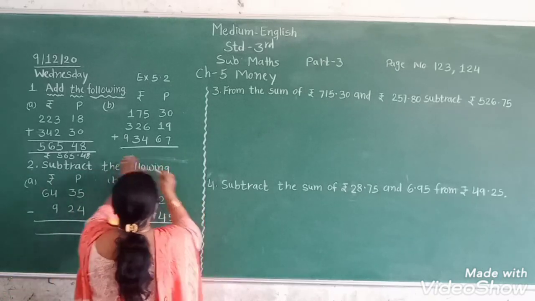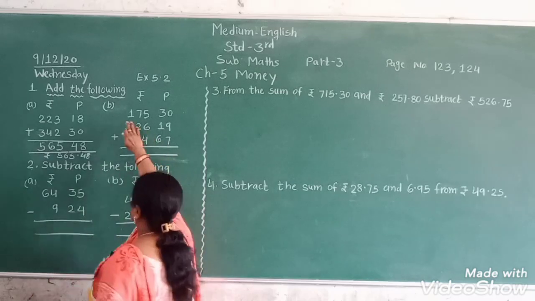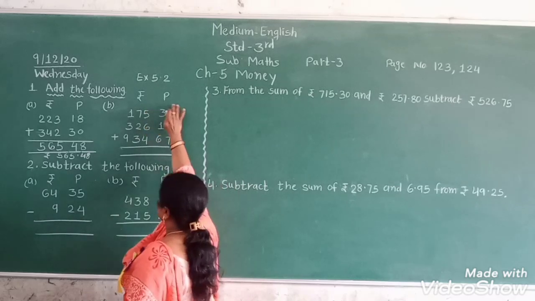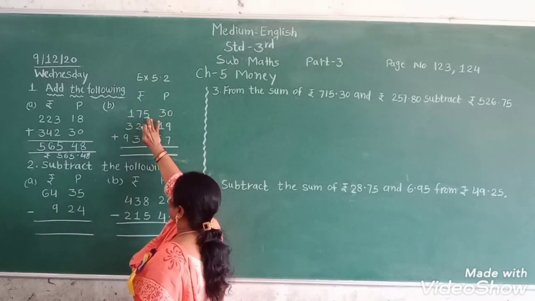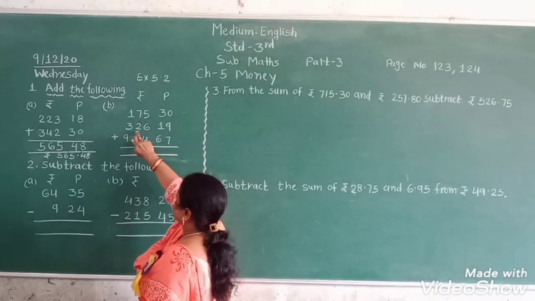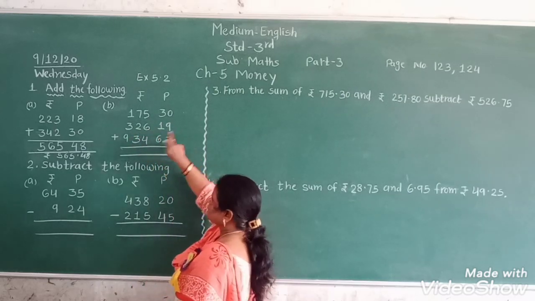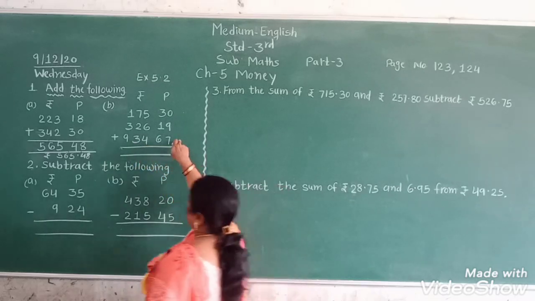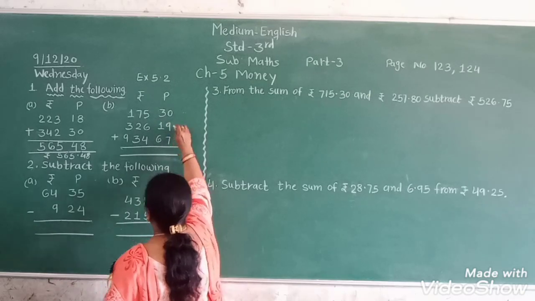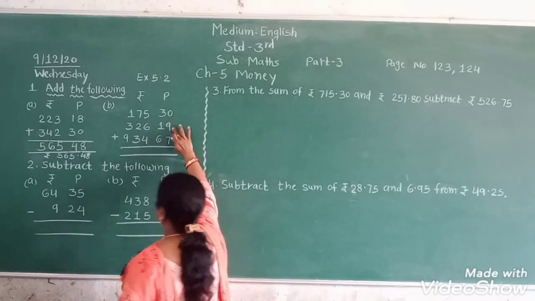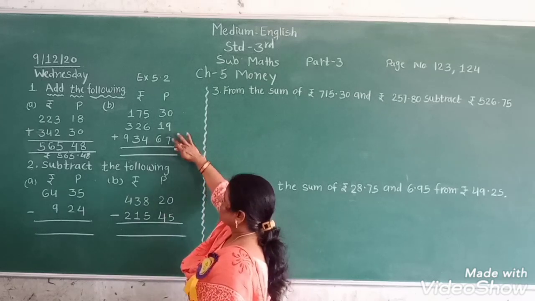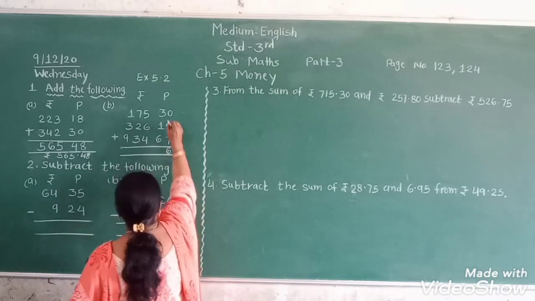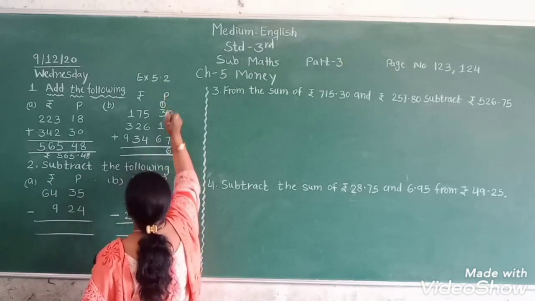Now, second sum, B. Here are 3 rows. First, rupees and paise column. 175 rupees 30 paise, 326 rupees 19 paise, 934 rupees 67 paise. So, now we get 0, 9, 7. So, 9 and 7, 16. 6 write downside and 1 carry over.